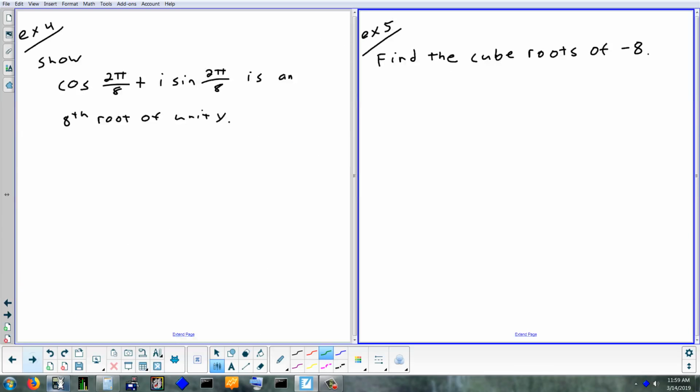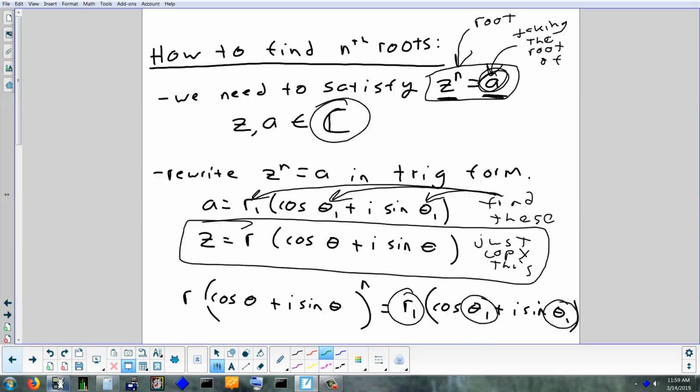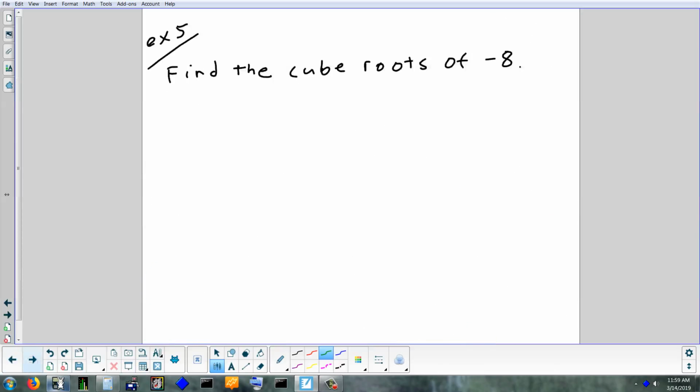Okay, I'm going to do example 5. Find the cube roots of -8. How many answers are you looking for? This time just 3, so 1 less than last time. That doesn't really save a ton of time, just a little bit of writing. The first thing you want to do is set up this equation: z to the power equals what you're taking the root of. What's my power in this case? 3. Equals, what am I taking the root of? -8. There's our equation.